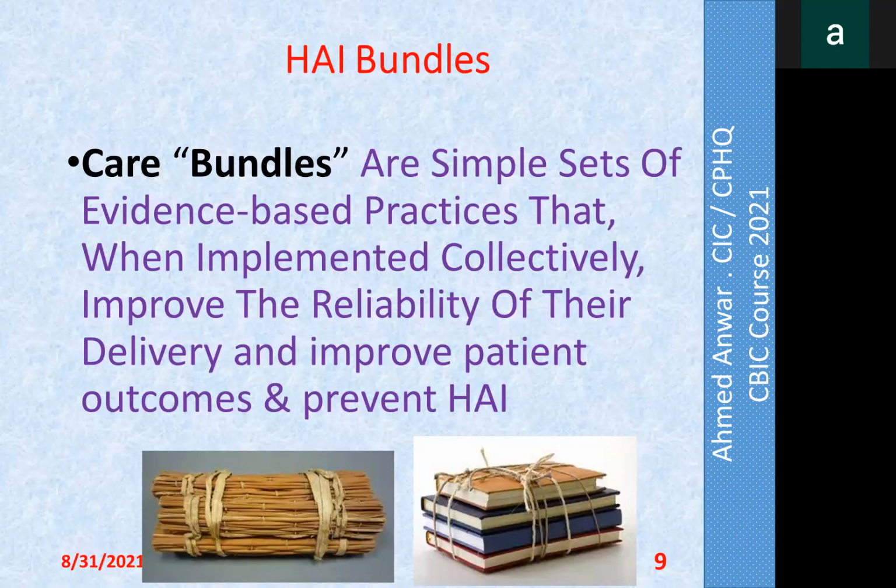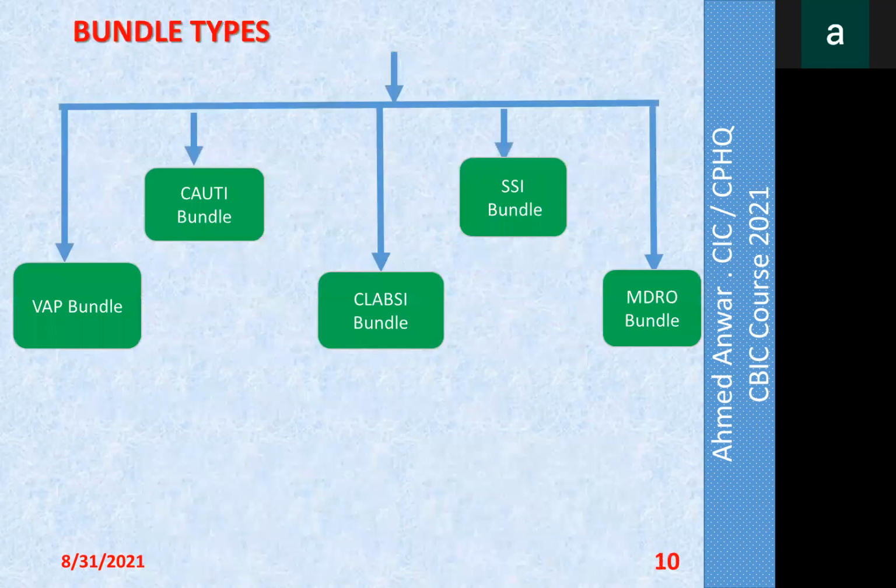For each type of healthcare acquired infection, there is a specific bundle or a specific group of procedures. These procedures, when implemented together, will give a better outcome for the patient and patient safety, and will prevent hospital-acquired infection. But if these components are implemented individually or not together, their effect will be very weak. So they must be implemented together as in the shape or photo.